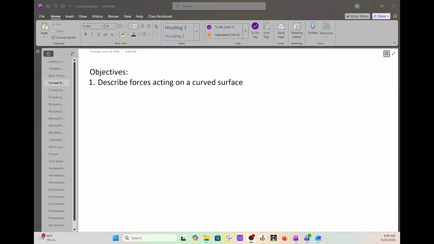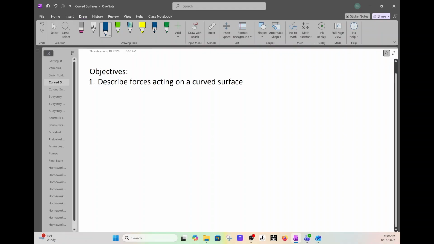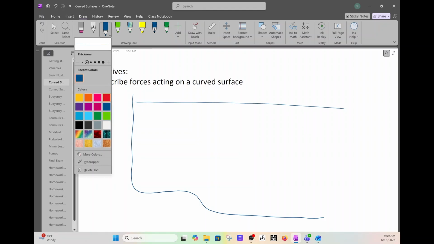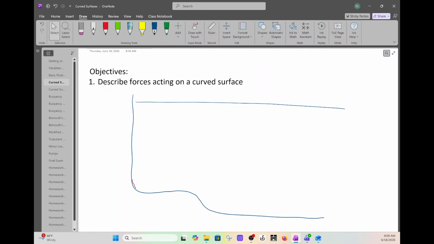All right, good morning. In this video lecture, we're going to talk about curved surfaces in the hydrostatic force and how we calculate that. And we'll do a practice problem. Okay, so if we have a body of water like this, and down below is a curved section here, all we do is take the curved section, make a dotted line, and we analyze that section.